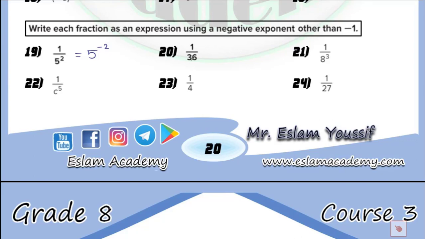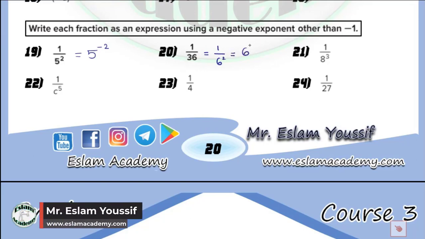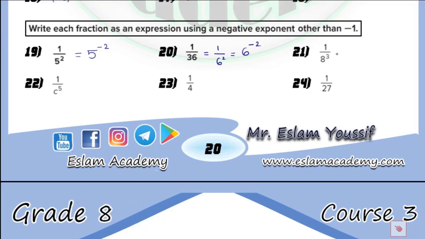Now we have 1 over 36. We know that 36 is equal to 6 raised to the power 2. So the answer now would be 6 to the power negative 2, because we need to use a power not equal to negative 1. 1 over 8 to the power 3. So it will be equal to 8 to the power negative 3. 1 over c to the power 5. So it will be c to the power negative 5.